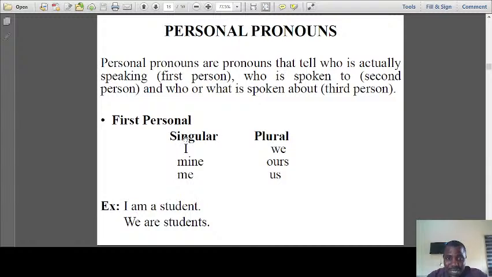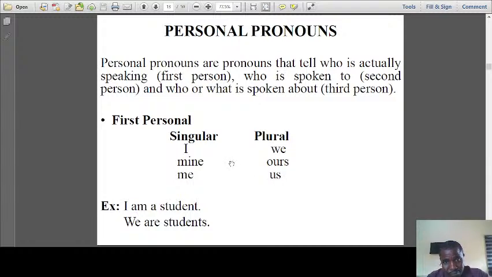And in the first person, we have the singular and plural. The singular of the one that is talking is I, and the plural is we. In terms of possessive, for the one that is talking, it is mine, the plural is ours. This one is the subjective case. Subject case occurs in the subject position. In terms of object case, for the one that is talking, it is me. The plural is us.